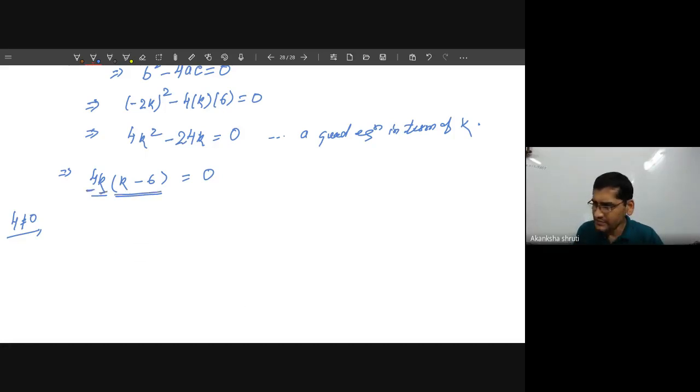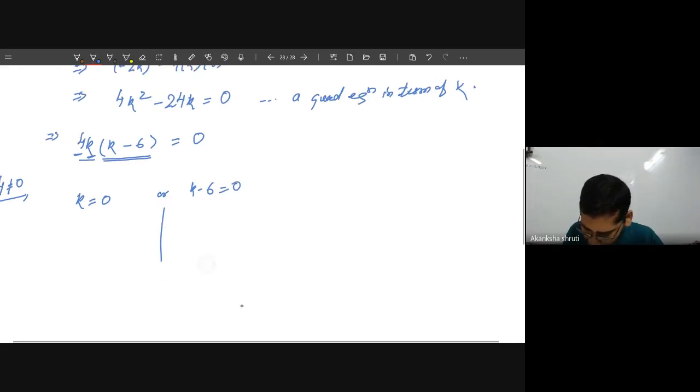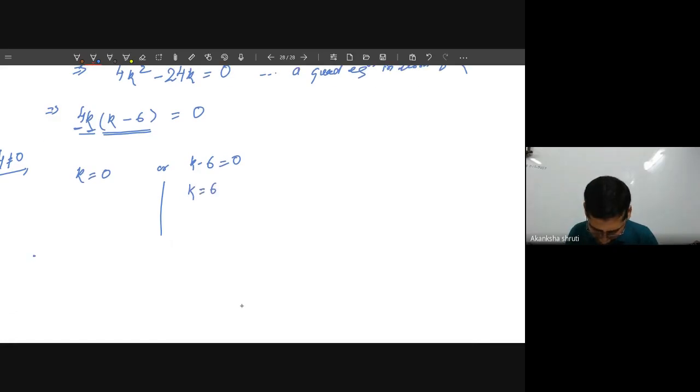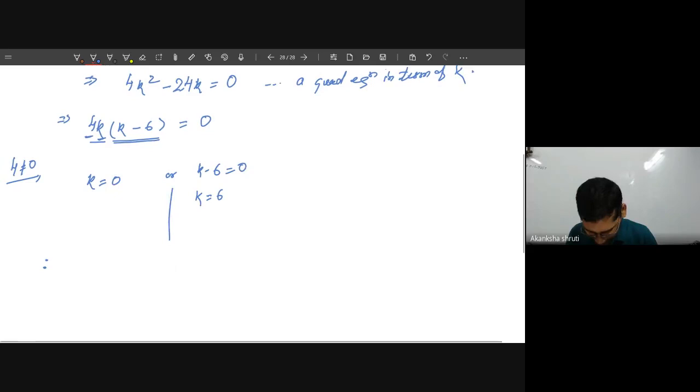It is known to everyone that 4 can never be 0. So this tells us either k equals 0 or k minus 6 equals 0. From this we can get k equals 6. Therefore, what are the possible values of k? Therefore k could be 0 or 6.